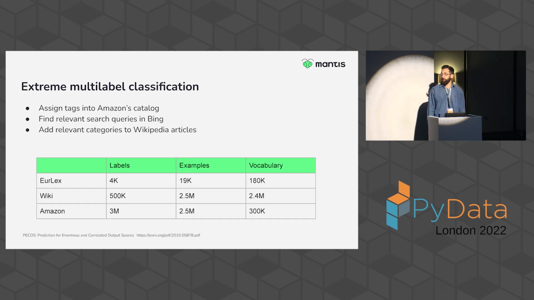The extreme multi-label classification problem differs in the amount of labels used, which are typically in the thousands or millions. Examples of such problems are Amazon trying to assign tags to their products, Bing trying to find relevant search queries when you search, or categorizing Wikipedia articles. In practice, Amazon and Microsoft are quite active in this area because they're interested in this type of problem. And Wikipedia is also a common testbed for these types of problems.